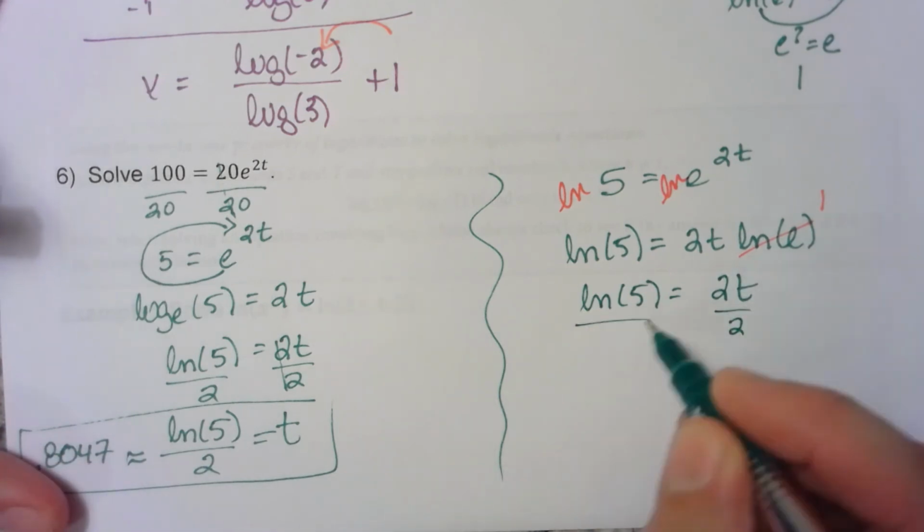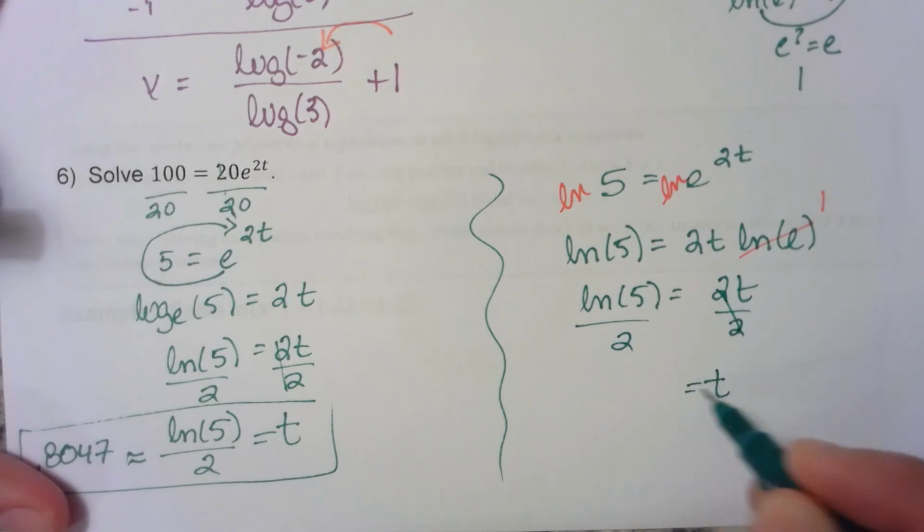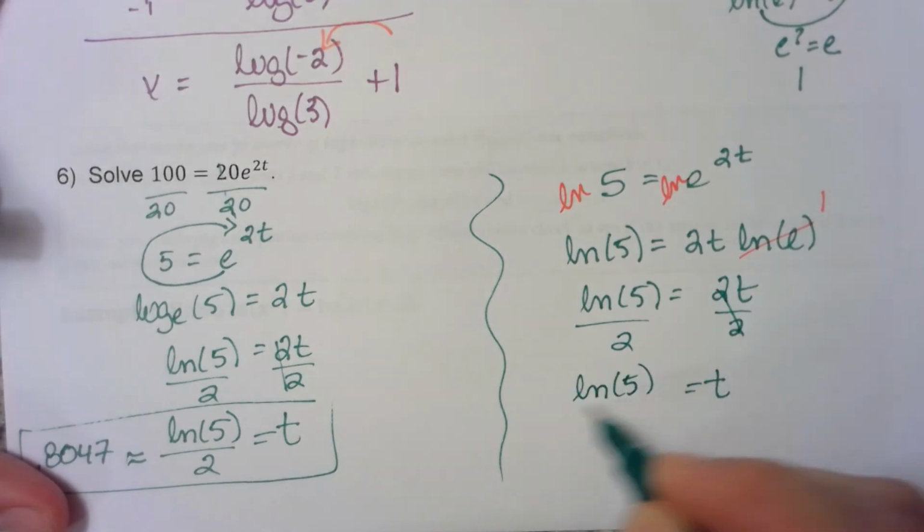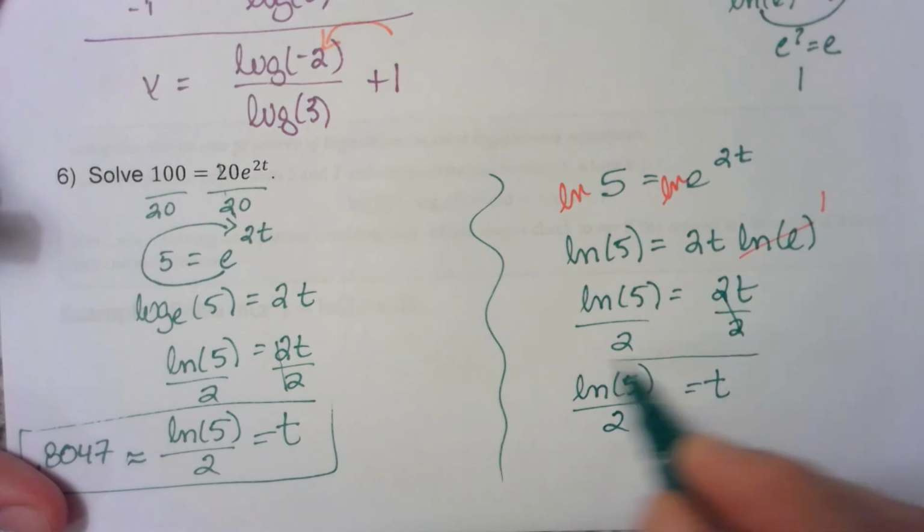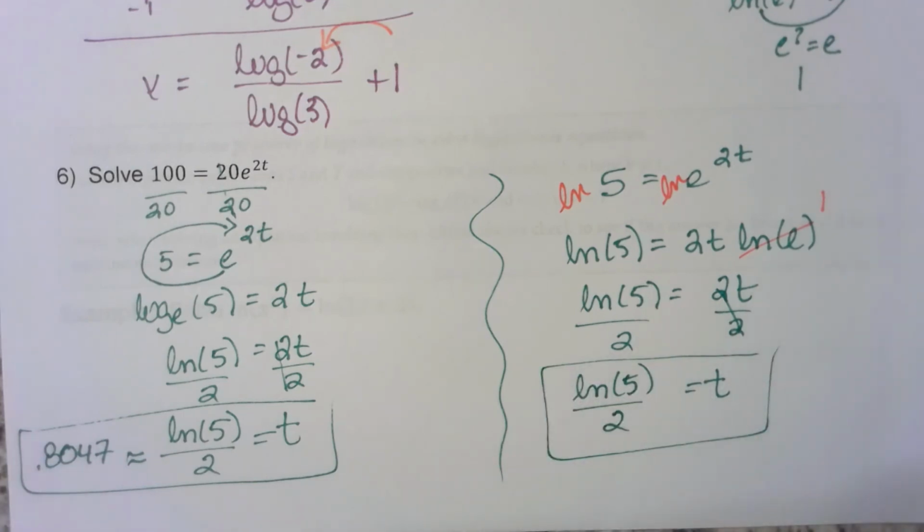Divide both sides by 2. t is equal to the natural log of 5 divided by 2. So you could work this problem either way and come out with the same answer.